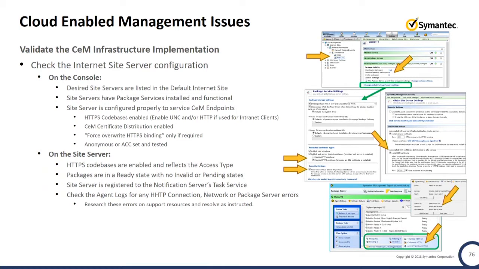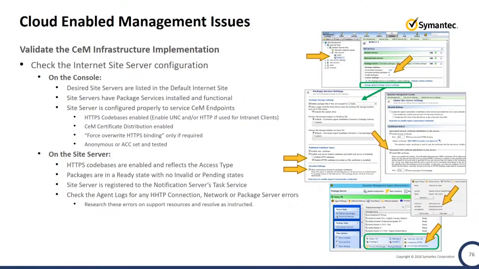Use force overwrite HTTPS bindings if you needed to, especially if you're coming from an upgrade. So if you have an 8.0 server and you did the Cloud Enabled Management and the new ports in 8.1 are supported as 4726, this will overwrite any of the old bindings once you upgrade to 8.1 or 8.5. All right, so that's on the notification server.